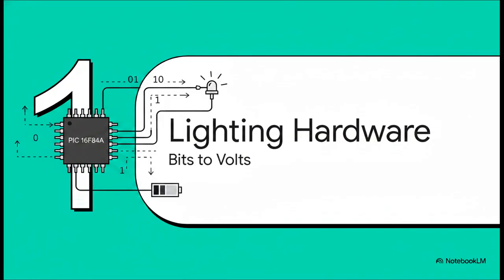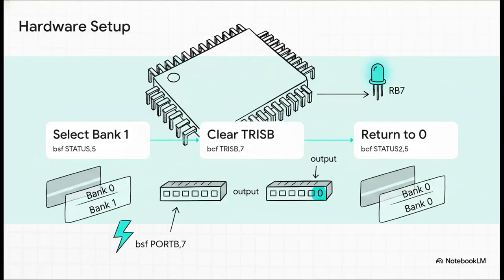Bits to volts. Our very first goal here is simple but totally foundational, making the microcontroller blindly turn on an LED. Now, we can't just yell turn on at the chip, right? We have to follow a strict initialization sequence to physically configure the pin. Let's walk through the code. Step 1, we use BSF STATUS, 5 to select memory bank 1. Why? Because that's where the configuration registers live.